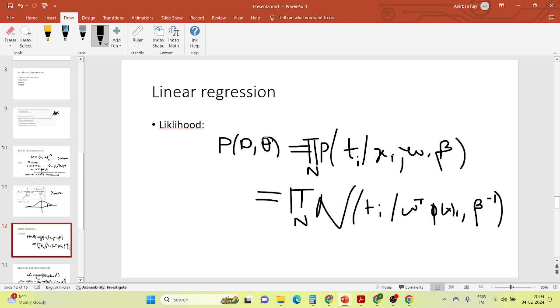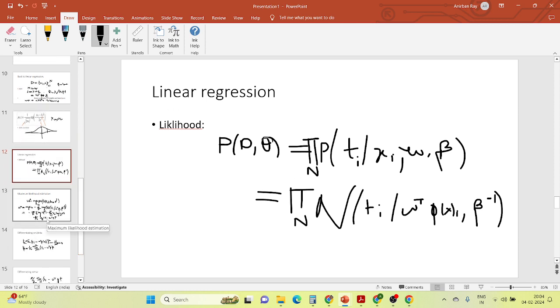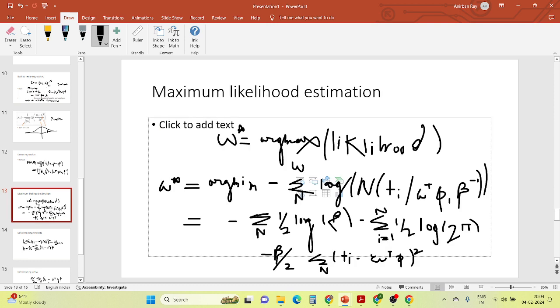Okay, sir. So, sir, the predicted values also follow the normal distribution? Yes. Okay, sir.